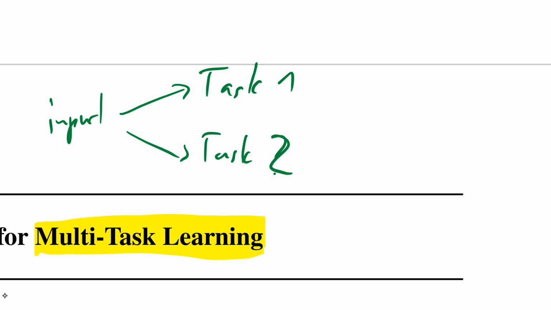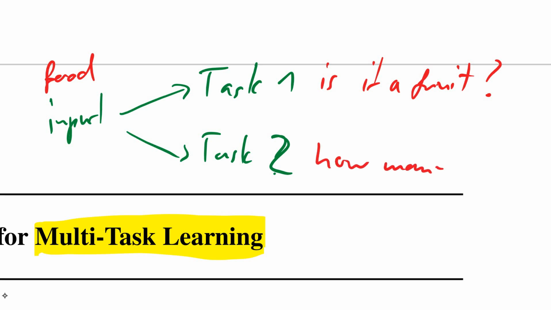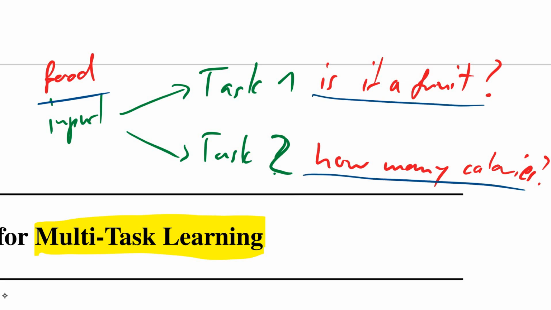So it could be something like, if the input is a food object, task 1 could be: is it a fruit? Task 2 could be: how many calories does it have? Right, the input is this food item here, and you want to know both things. Is it a fruit, and how many calories does it have?